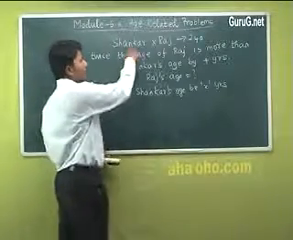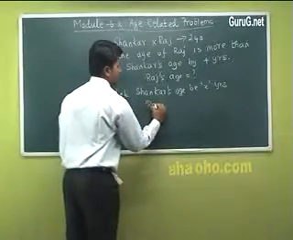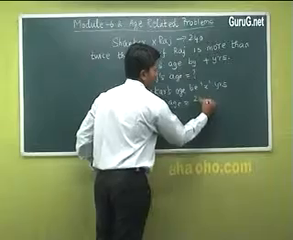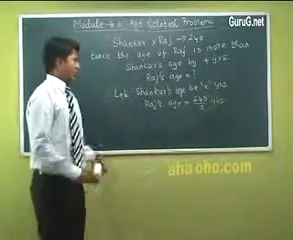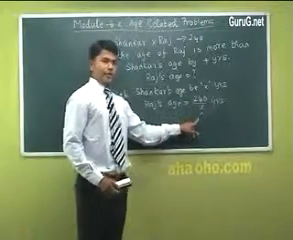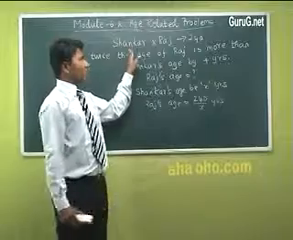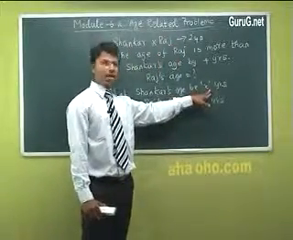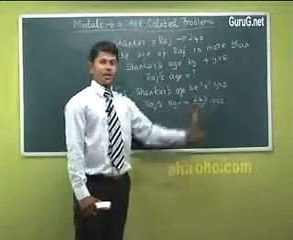Now product of the age of Shankar and Raj is 240. So what will be Raj's age? Raj's age will be 240 by x years. How? Because the product of the age of Shankar and Raj is 240. We have taken Shankar's age to be x years. So x into Raj is equal to 240. So Raj's age will be 240 by x years.